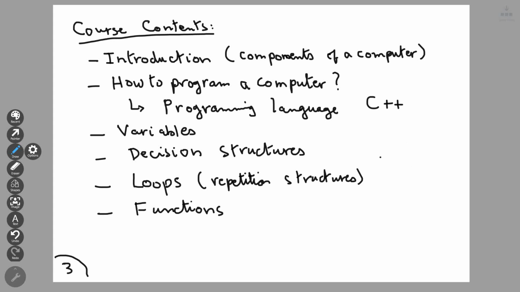So maybe about here will be the midterm. So this is before the midterm, and this is after the midterm. The midterm is here, approximately.